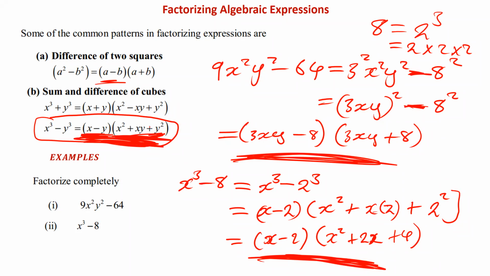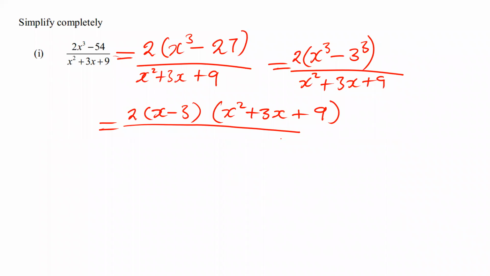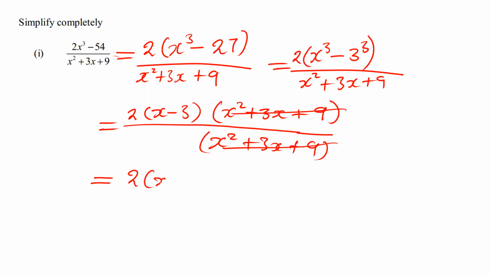That's why I was saying you have to master this expression. Then the denominator we have is x squared plus 3x plus 9. When you check the numerator here, part of the numerator is exactly the same as the denominator, which means we can cancel those two. And the only part that we're going to remain with is 2 times x minus 3. So this is exactly what you're going to remain with.